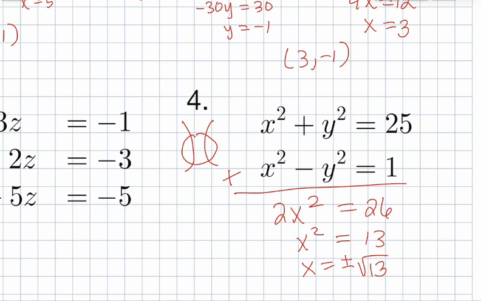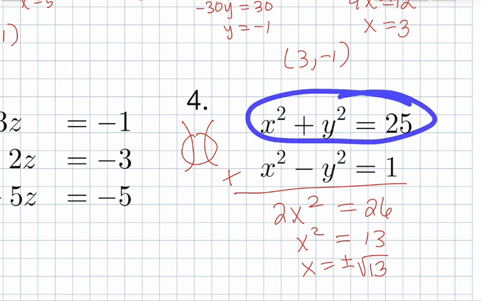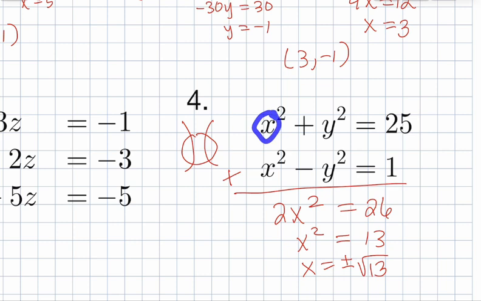So that means we got 2 x values that worked. Now let's think about if we plug it in. I'm going to plug it into this top equation. Whether I plug in positive square root of 13 or negative square root of 13, when I square a square root, it becomes just the thing inside. So I get 13 plus y squared equals 25.